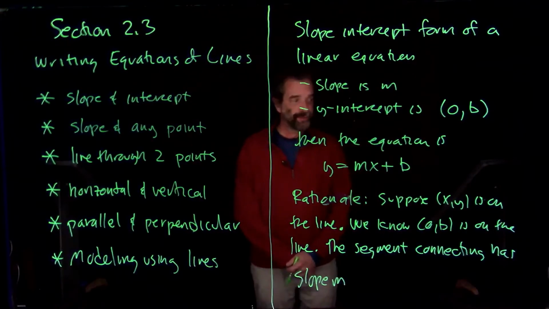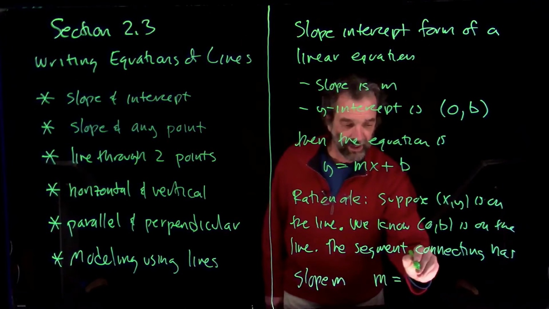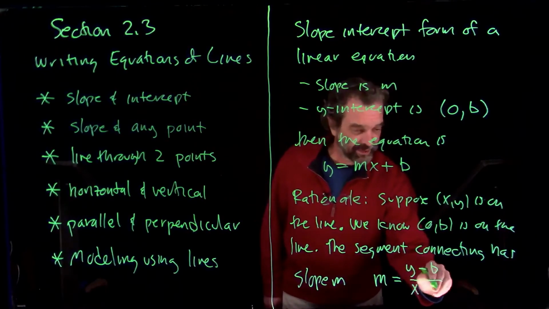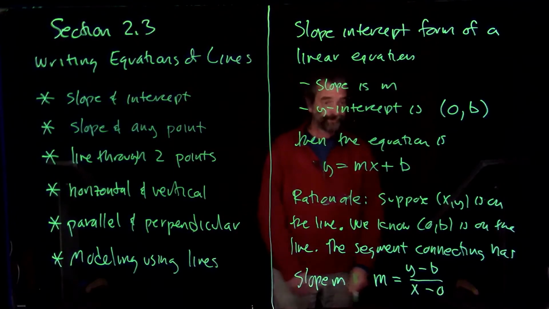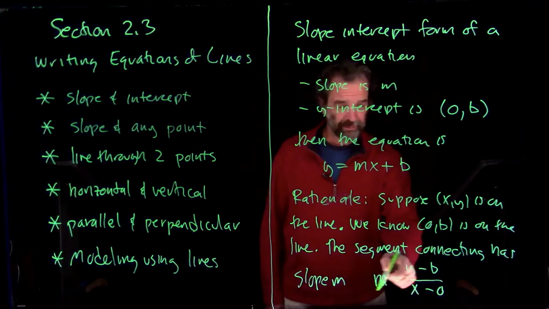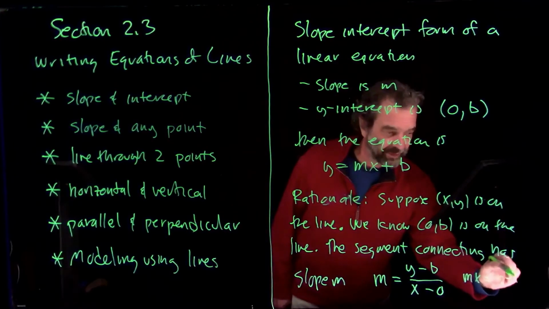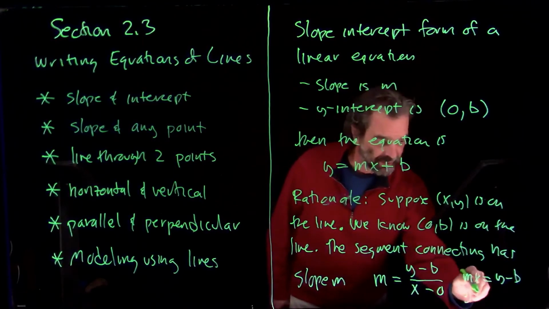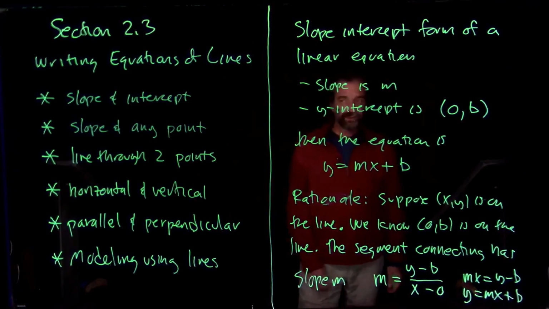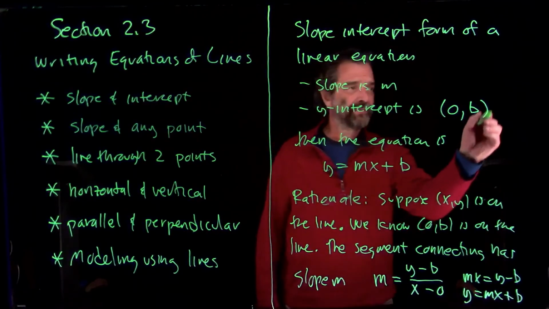So we'll just write down that slope equation. m equals (y minus b) over (x minus 0), like that. And we just multiply both sides by x. mx is y minus b, and then solve that for y. y equals mx plus b. So that's the idea. The graphical picture of that we might want to consider.